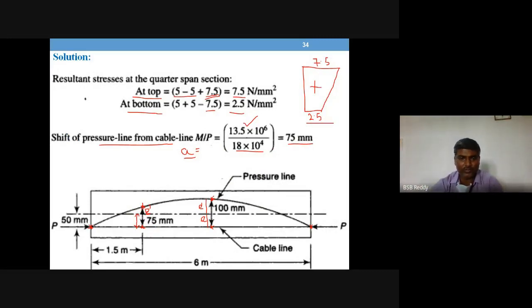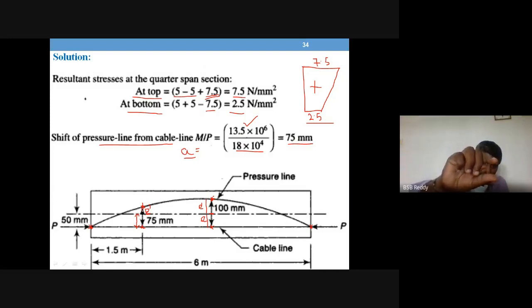So the pressure line has shifted down. Earlier it was 50 mm from this point, 100 mm from this point. Now it is only 50 because it has moved down by 50 mm. Same here. Earlier it was 75 above the CG line.